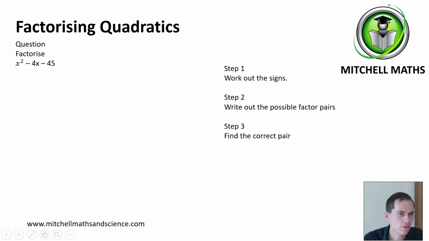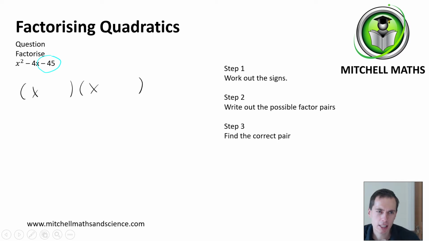Right, the next one is factorise x squared minus 4x minus 45. And we're going to need to work out the signs. So like before, we're going to have a look at what it multiplies to make, which is minus 45. Now, because that's a negative, it means one of the signs is going to have to be a plus, and one of the signs is going to have to be a minus. Because we know it's a plus or a minus, that's the only possible thing it can be. We don't need to have a look at what it adds to make yet. So I'll put a plus and a minus in there.